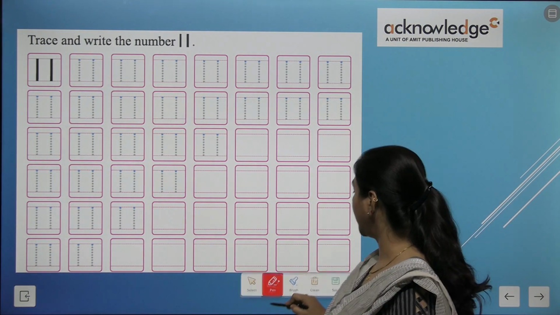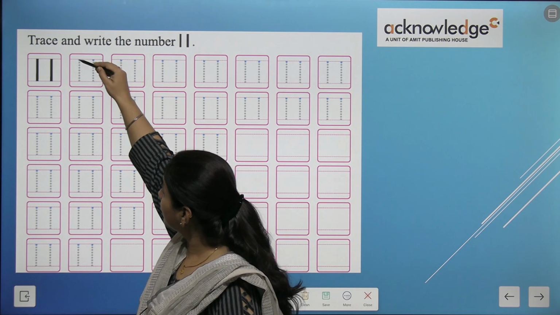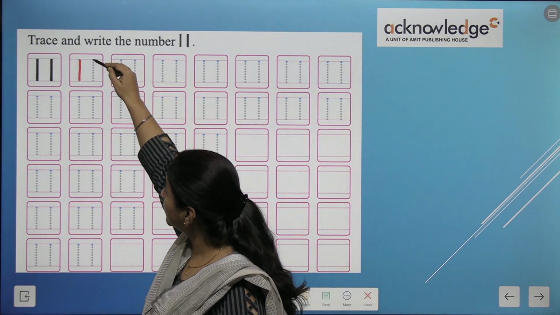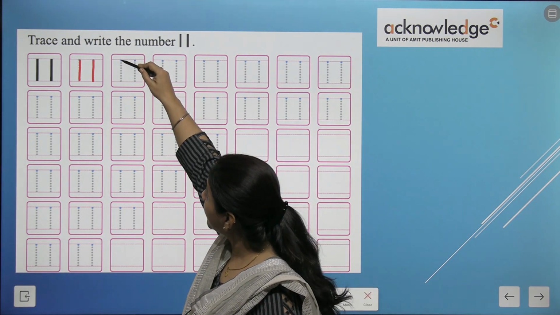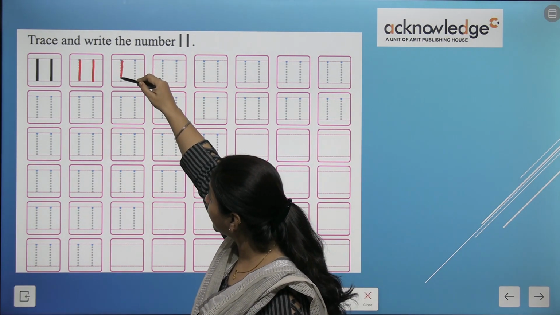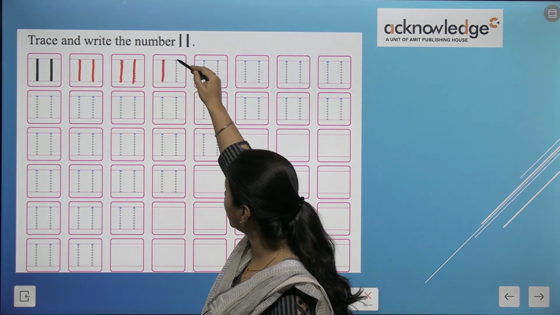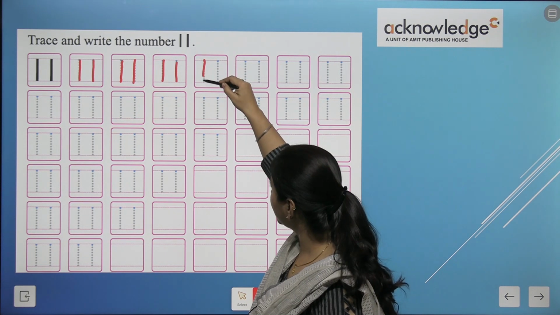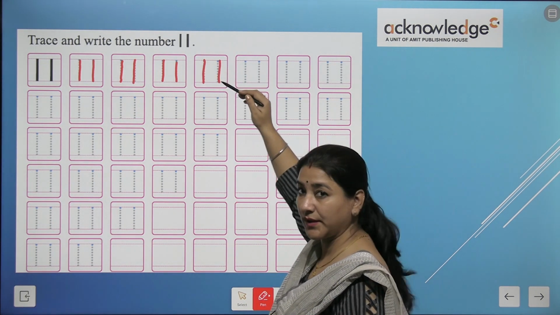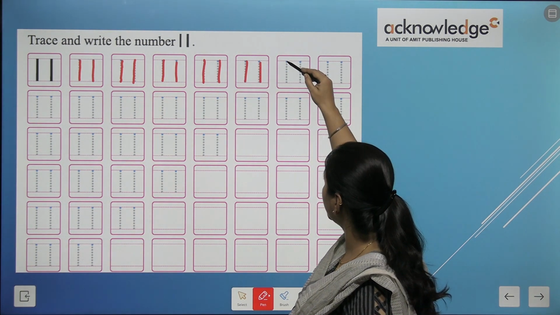How we make number 11? We make two standing lines. 1, 1, 11. We have to make a straight standing line like this. 1, 1, 11.